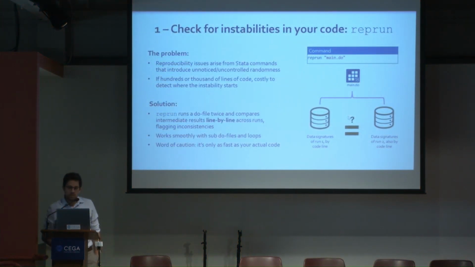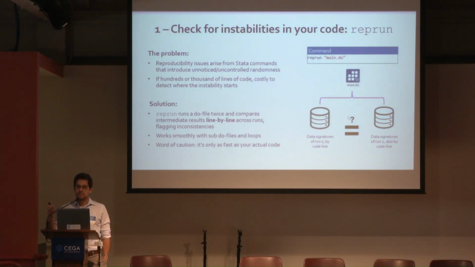So the first is called reprun. And the idea for this command came one day when we were brainstorming wishful thinking in our team. What we have observed in Stata code is that sometimes you run your code, and maybe this has happened to you before. You run your code, you generate outputs like some regression tables, for example, but then you run it again, and your results change. Okay, and then again, and they change again.